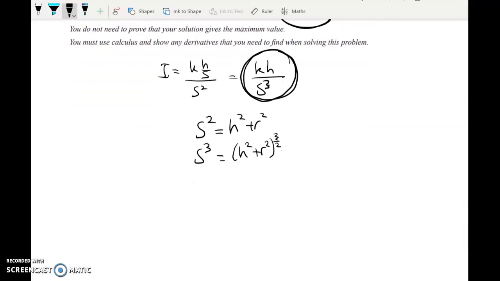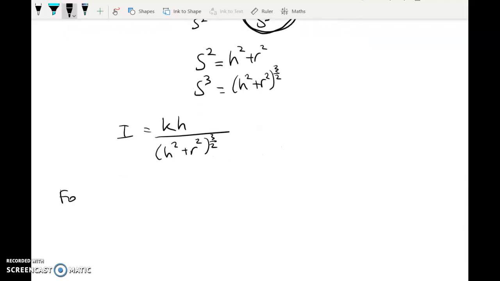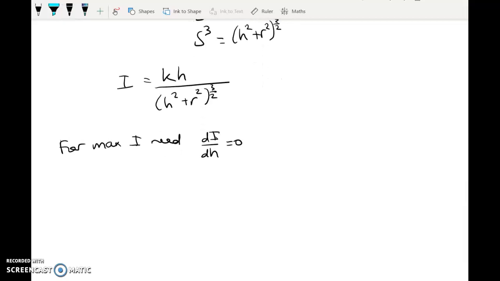Okay, so we're just about there. Now all we've got to do is a little bit of differentiation work. So we've got kh over h squared plus r squared to the power of 3 over 2. For maximum I, we need to have di by dh equals 0. So there's a lot of work in this question to get to the starting point. So what's di by dh?